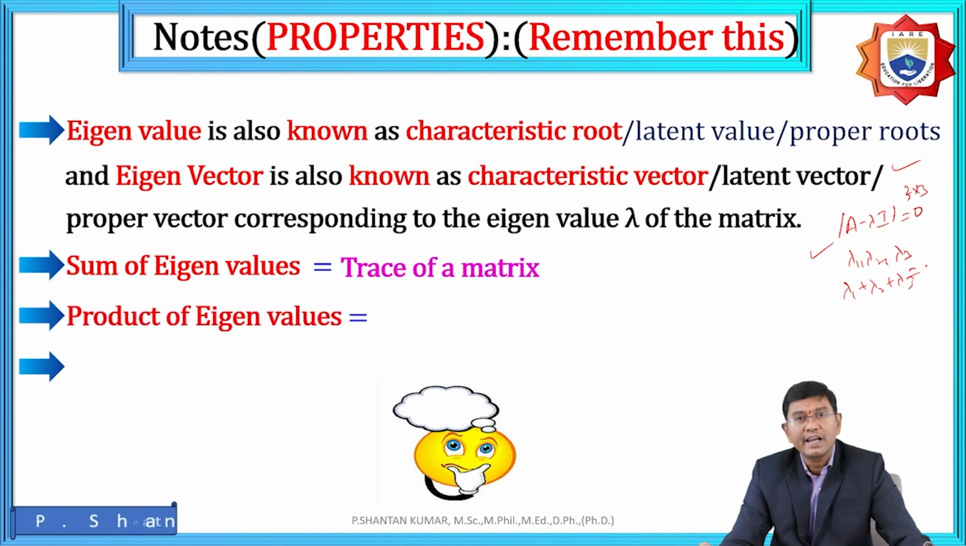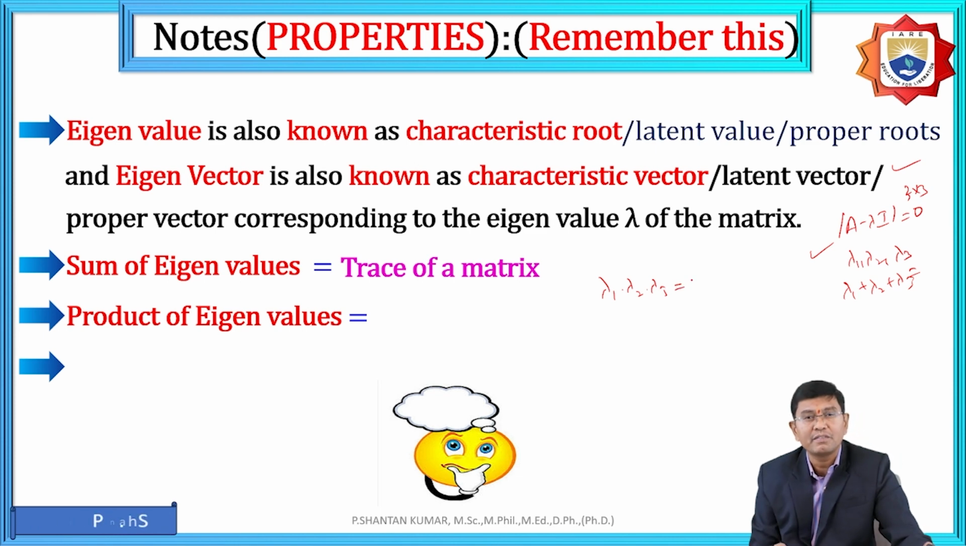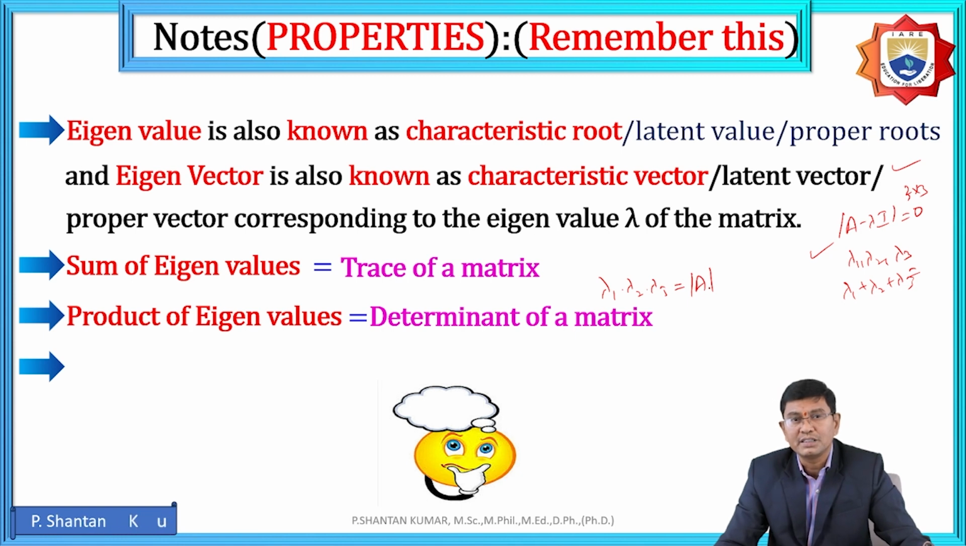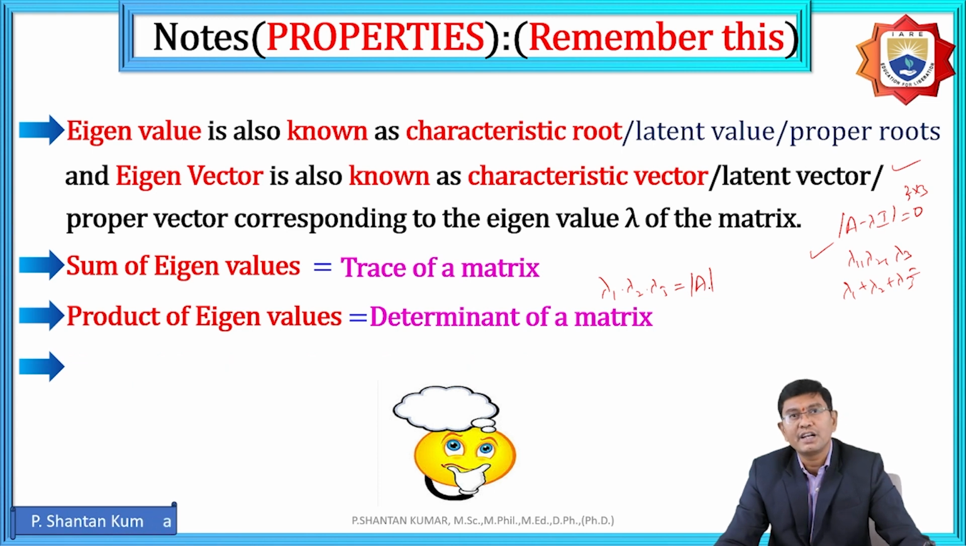That means whenever the eigenvalues are lambda 1, lambda 2, lambda 3, the product of the eigenvalues, lambda 1 into lambda 2 into lambda 3, is equal to the determinant of the matrix. The determinant is something you need to find from the given matrix, and the condition is clearly satisfied. These are very important to remember: the sum of the eigenvalues is always equal to the trace of the matrix, and the product of the eigenvalues is equal to the determinant of the matrix.